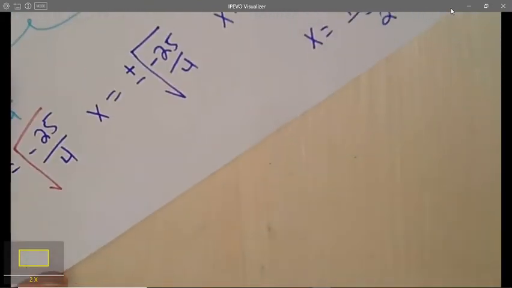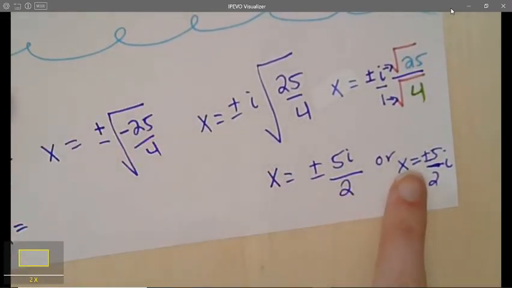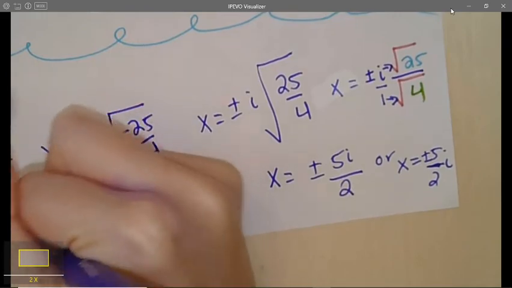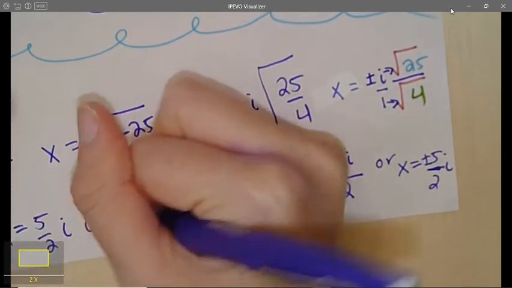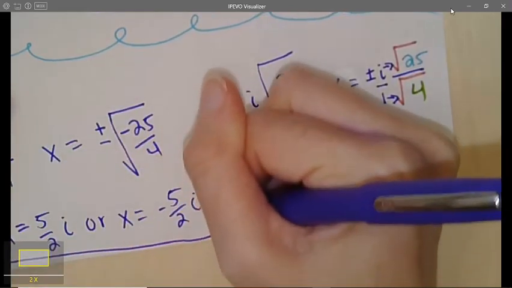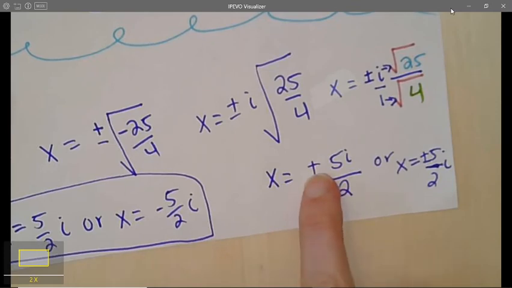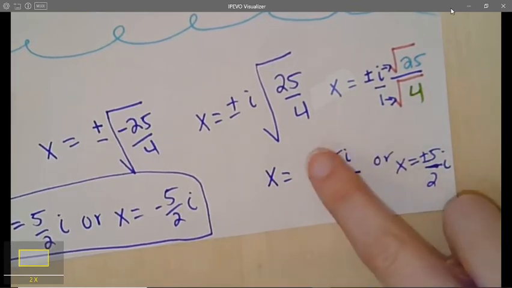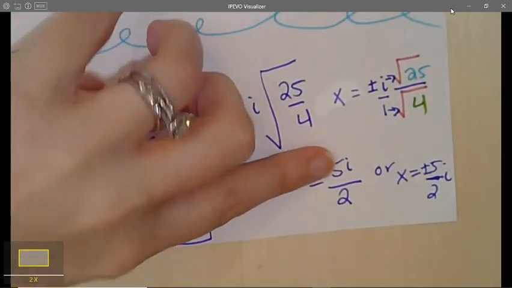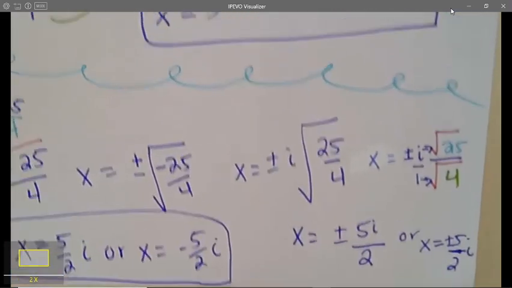Sorry, guys. So for my final answer, I'm going to say x equals positive 5 halves i, or x will equal negative 5 halves i. Okay, and don't forget, you guys, you can also write it like this. So you could have said x equals positive 5i over 2, or x equals negative 5i over 2. Okay, you can write it either way. I chose to write it this way, but it's up to you.